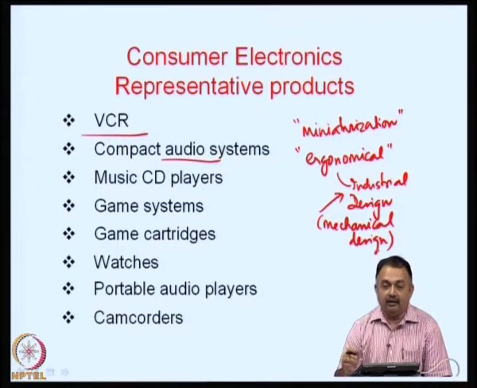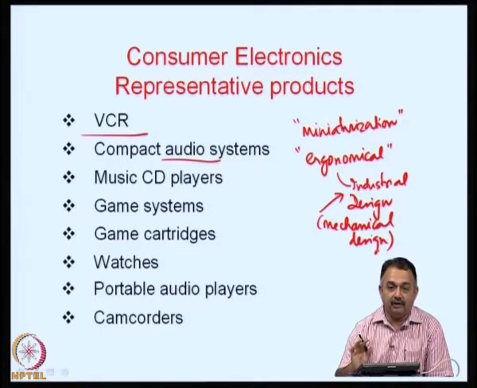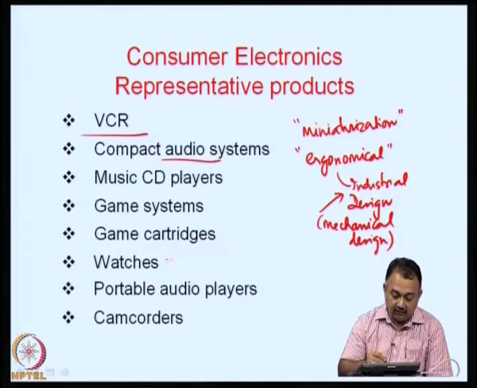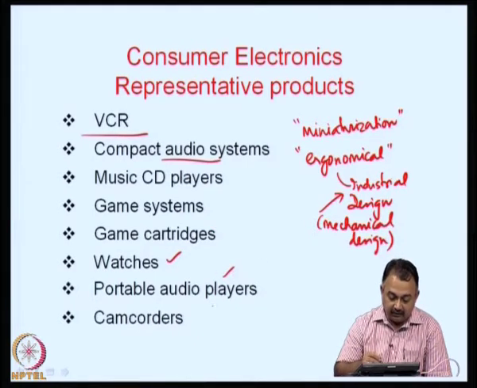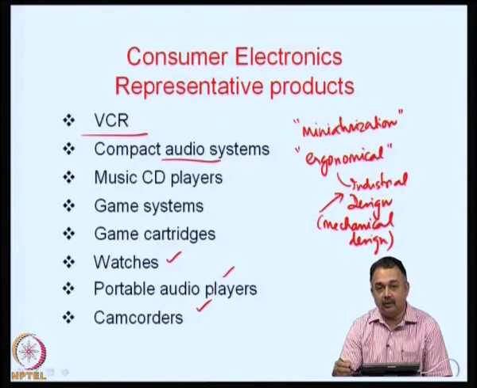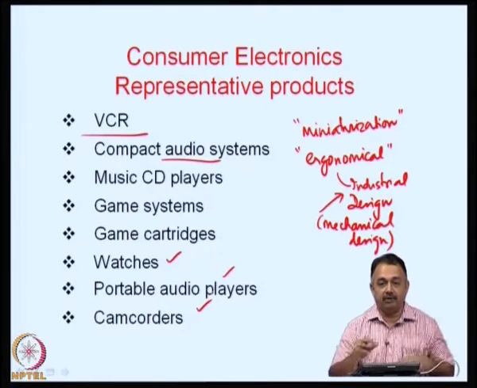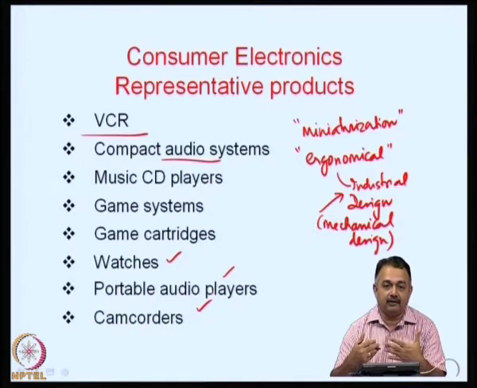This is a completely different topic, but very essential for product packaging. Now, we talk about other representative products: game systems, cartridges, watches, portable audio players, camcorders, cameras and so on. For example, if you open up a camera or camcorder today, you will see a very thin flexible substrate which houses all of your components, interconnected on that flexible substrate.